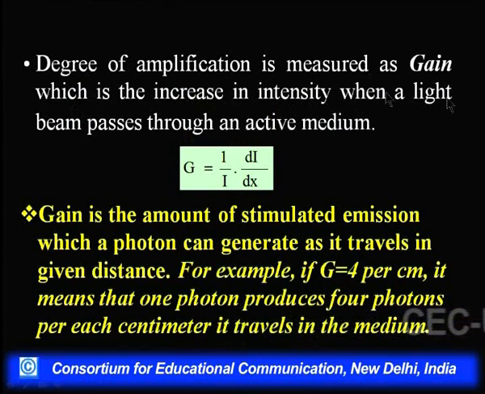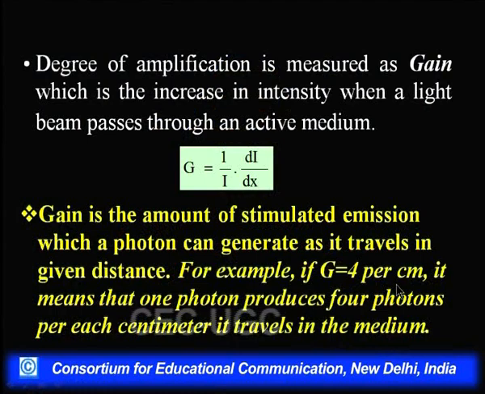Now, the degree of amplification is measured as the gain. How much intensity or how much light we gain is defined by the gain, which is the increase in intensity. The degree of amplification is the gain, and it is the increase in the intensity when a light beam passes through the active medium. We define it as G equals 1 by I into dI by dx, where I is the incident intensity. Gain is the amount of stimulated emission which a photon can generate as it travels a given distance. How much light passes through the active medium defines the gain.